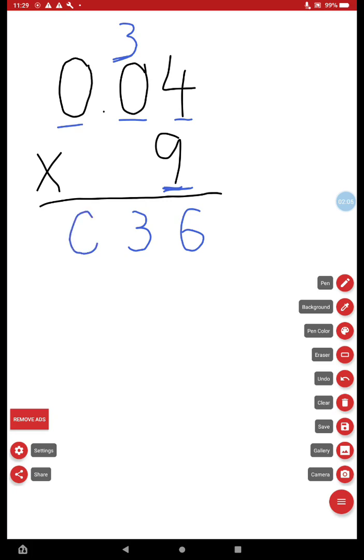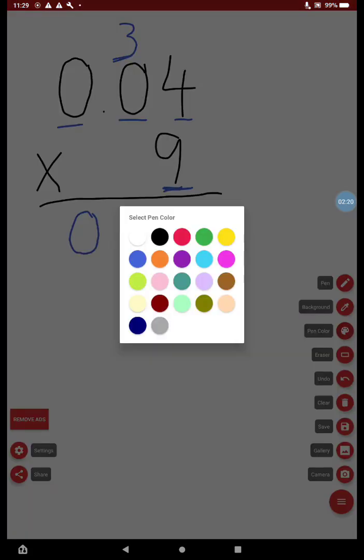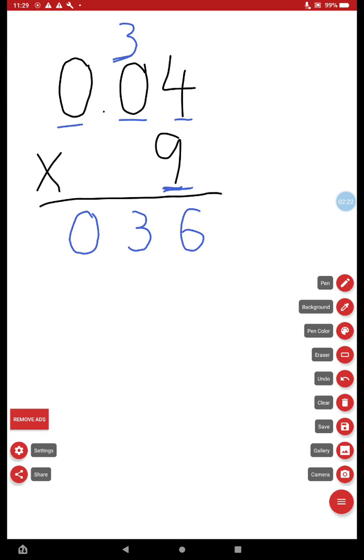And usually we don't write the 0 in front of the number, but we are this time, and I'm going to show you why. You might say, hey, my answer is 36. But remember, it's not just 9 times 4, it's 9 times 4 hundredths. So what I need to do is add a decimal point. How do I know where that decimal point is supposed to go? I need to count decimal places.